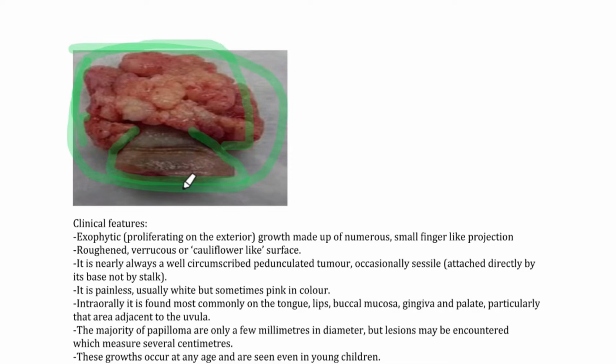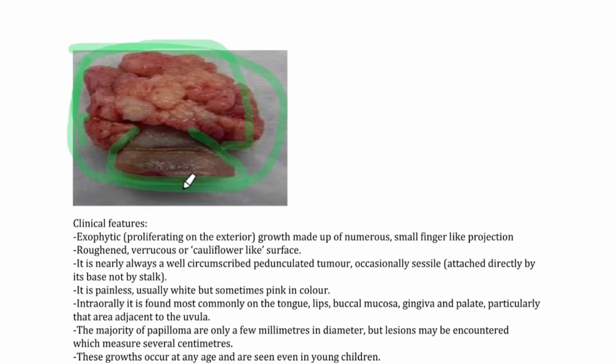It is painless, usually white, but sometimes pink in color. It is painless and appears white. Why does it appear white? Because keratin is present, and in the absence of keratin it appears pink.